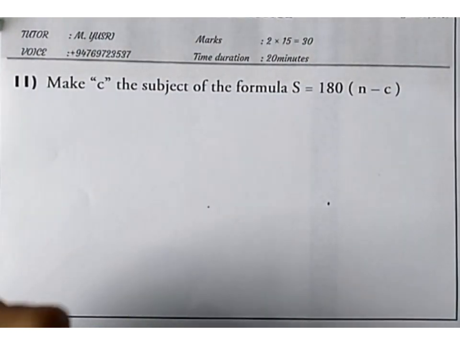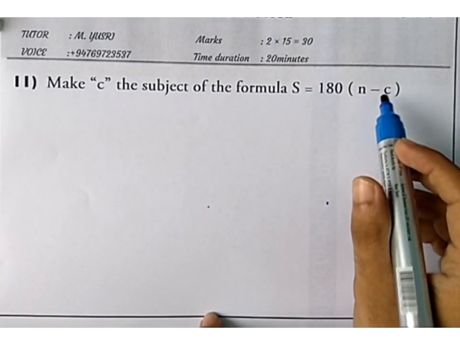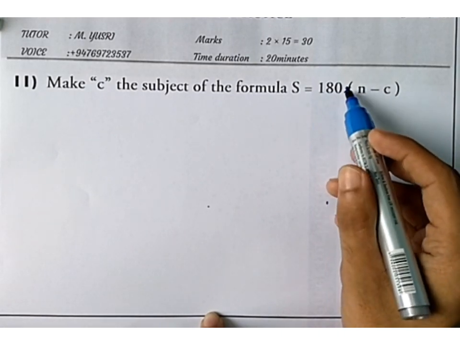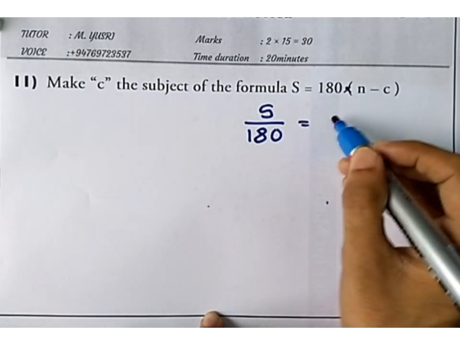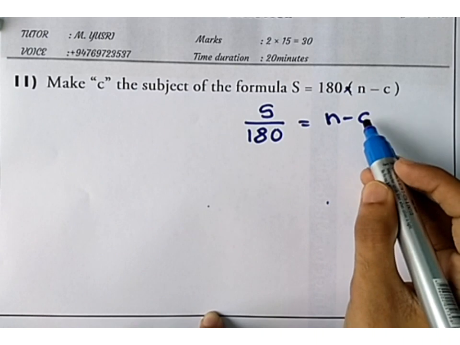Okay, it's a very famous question. They are asking us to make s the subject, so that's very easy. To make s the subject, first of all, which one is for 180, and the relationship is multiplication. So if we take 180 across, there will be division by 180, and now you can see n minus c is remaining. Now I'm going to change the places.